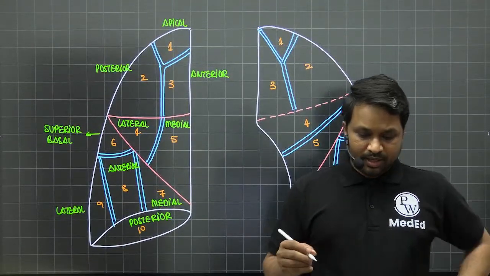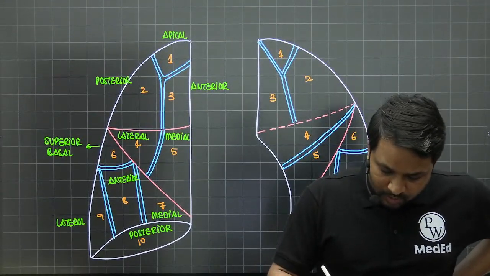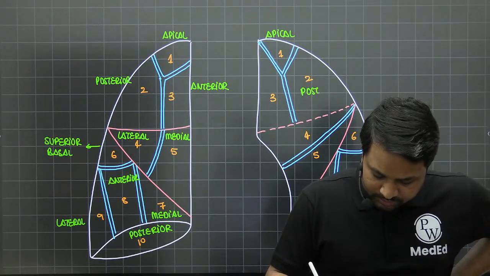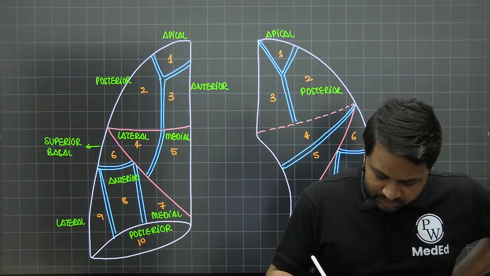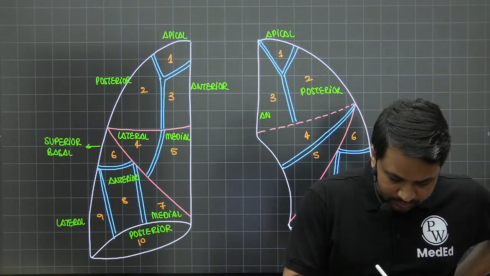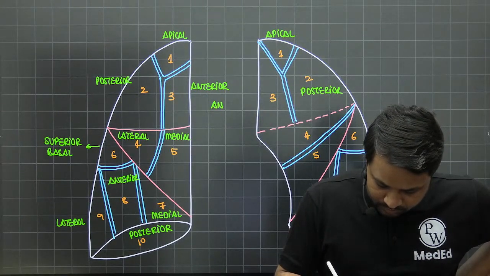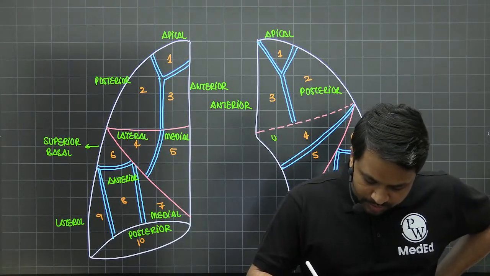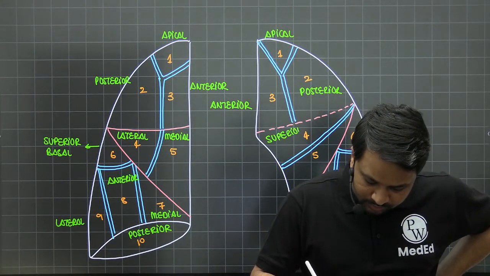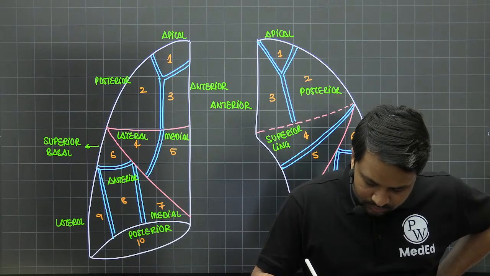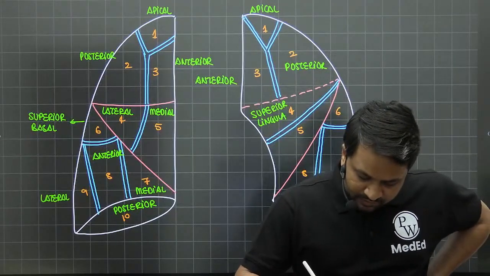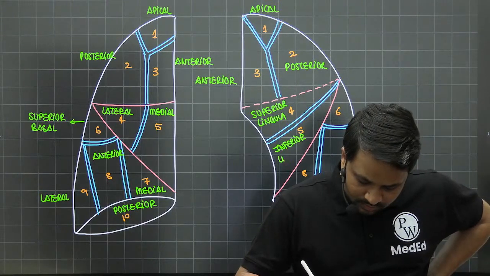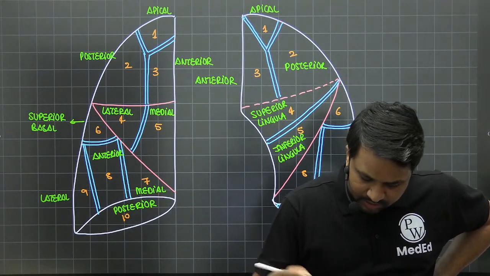Okay? Same thing, you go on the left side. 1 is your apical segment. 2 is your posterior. 3 is your anterior. 4 is your superior lingula. 5 is your inferior lingula.